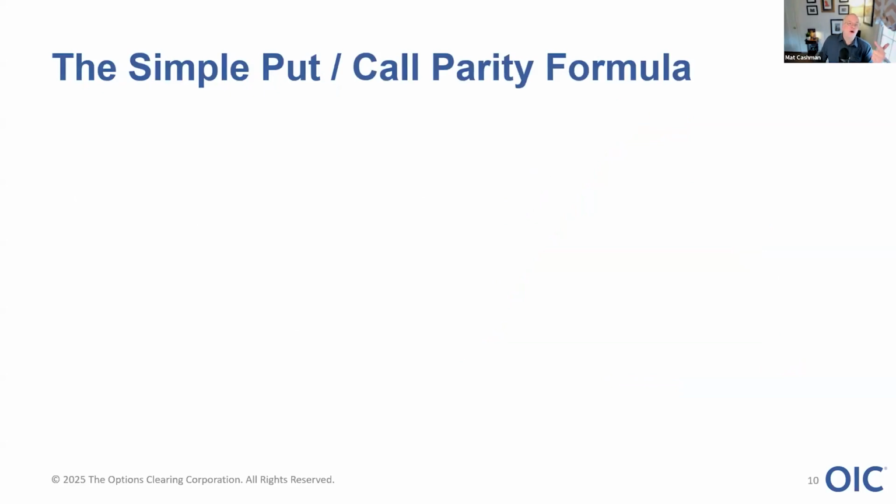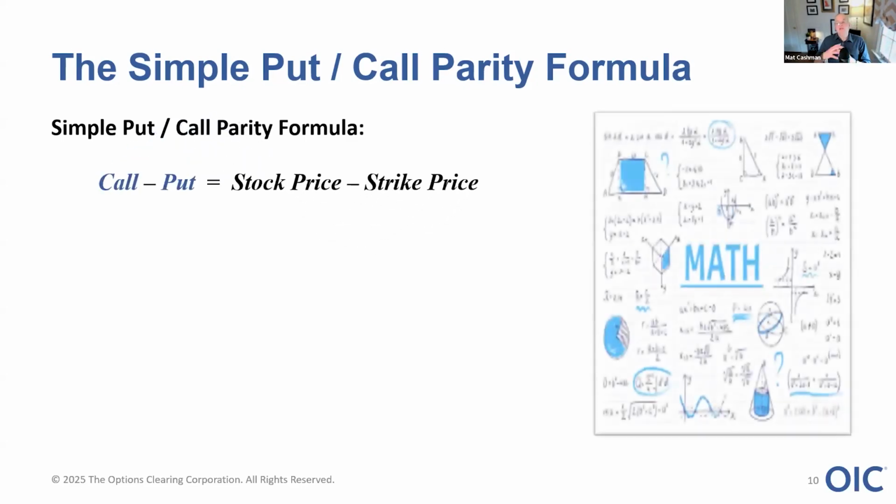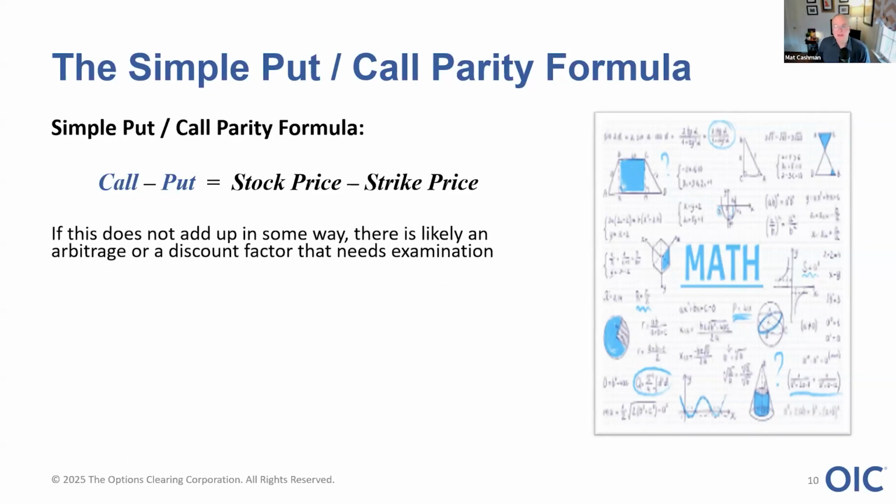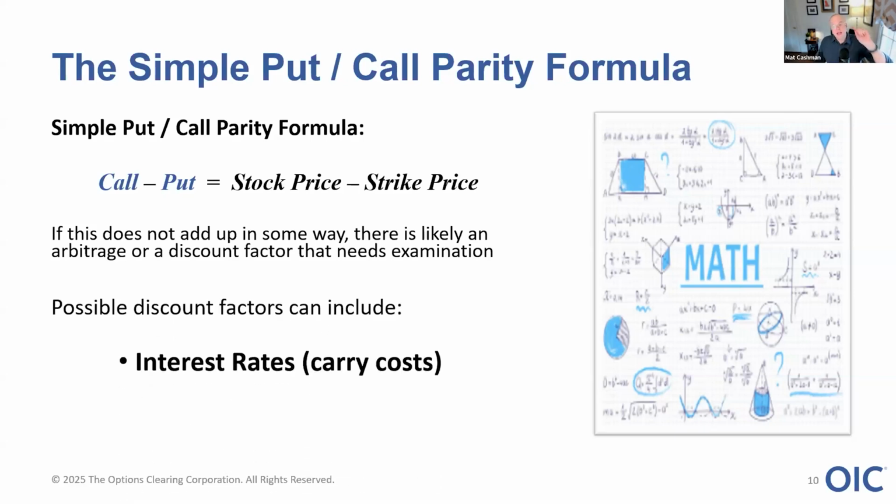Let's talk about the simple put call parity formula. This doesn't necessarily factor in every single risk metric that we're talking about, but I want to give it to you in a very simple way so you can look at it, especially if we use it when we're talking later on about finding the actual implied forward price. So call minus put equals stock minus strike price. If this doesn't add up in some way, there's probably an arbitrage going on here, or a discount factor that you need to look at. Some of the discount factors that we're going to talk about in depth later on in this presentation are interest rates or carry costs and dividends.